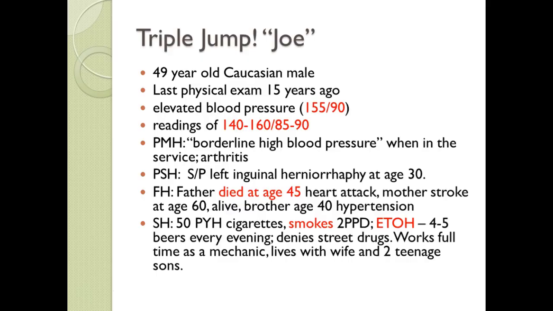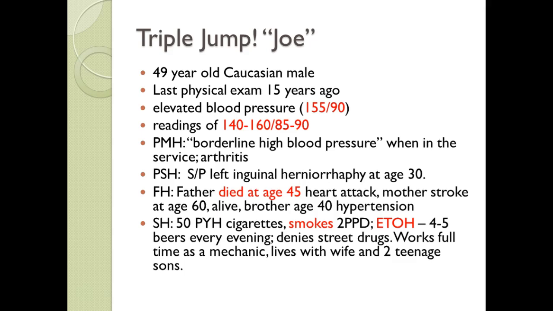So we're going to go right into a case. This is our friend Joe, and he is a 49-year-old. He is Caucasian, had a physical exam 15 years ago. At that time, his blood pressure was elevated. At this time, his blood pressure is elevated. He has a range of 140 to 160 over 85 to 90.